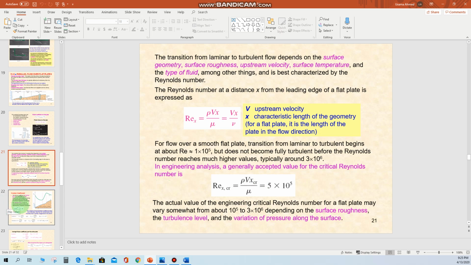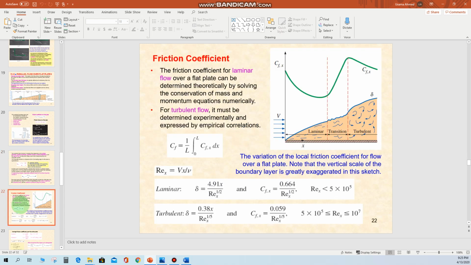Now let us see what the friction coefficient is. We have studied this equation earlier in this chapter also, but now let us see some more details in terms of boundary layer thickness. Here is the boundary layer formed over this flat plate, and now we will see that C_fx represents the local friction coefficient and how it changes in different types of flow.